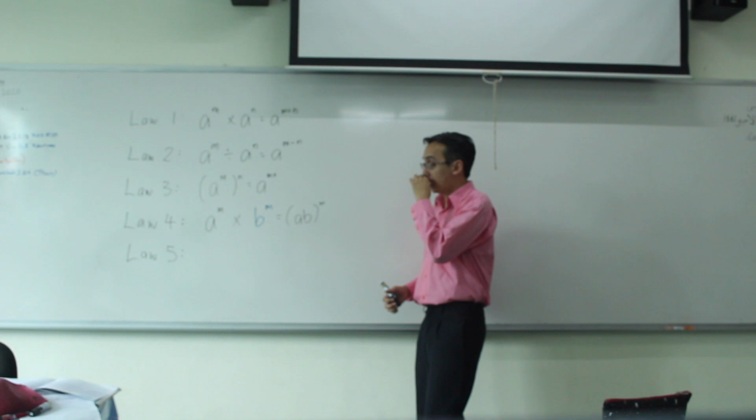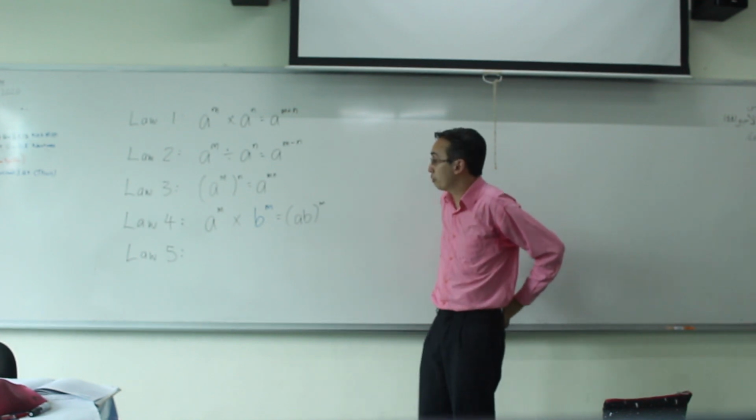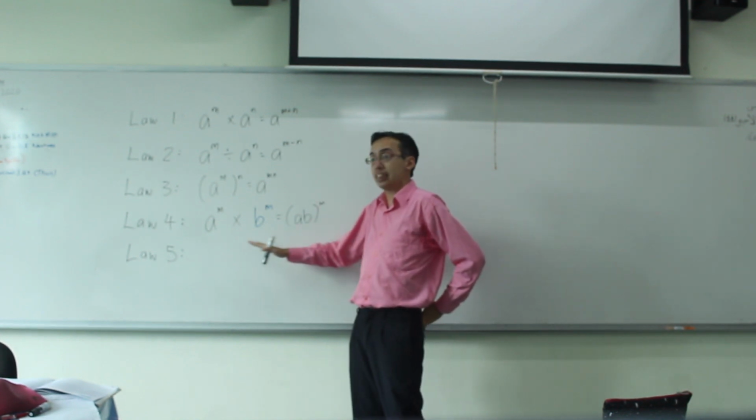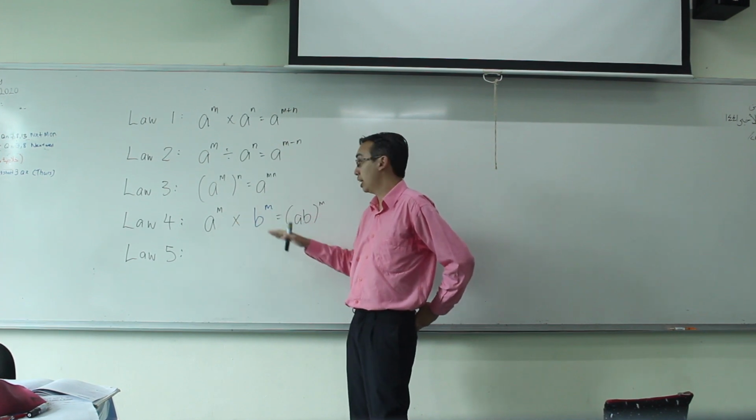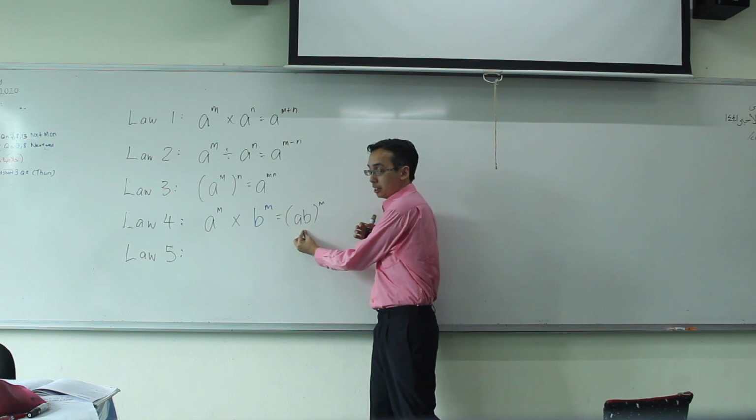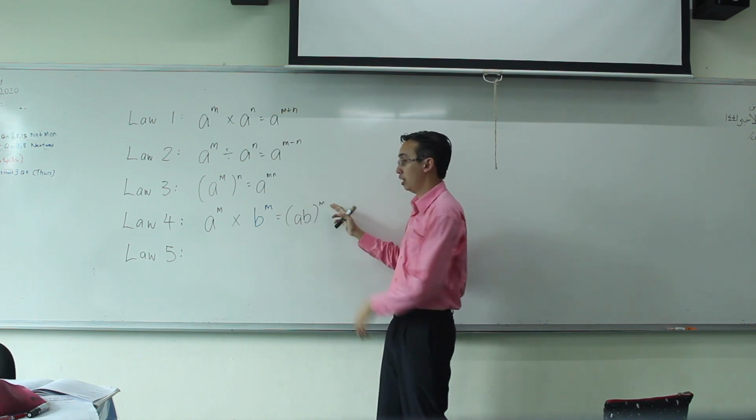Alright, so now we're back. We are going to do law number 4 now. Law number 4 states that A to the power of m multiplied by B to the power of m is equal to AB multiplied together, and then both in bracket to the power of m.